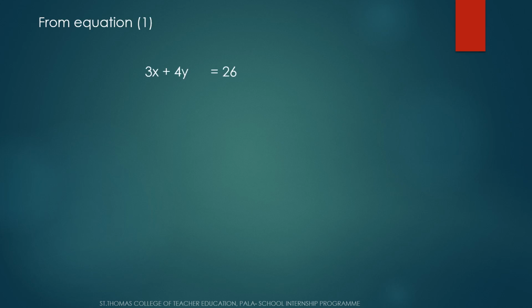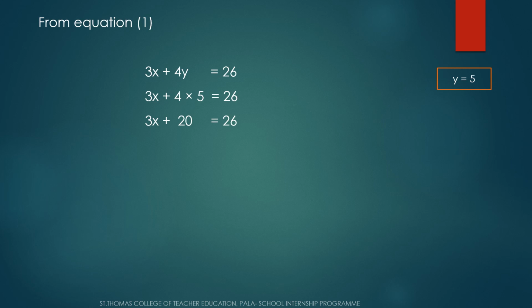And what was equation number 1? 3x plus 4y equal to 26. Now tell me the next step. Yes, there is no change for 3x, isn't it? And 4y is changed to 4 into 5. Why? Because we got y as 5. So tell me the next step. Yes, very good. 4 into 5 is 20. So we get the next equation as 3x plus 20 equal to 26.